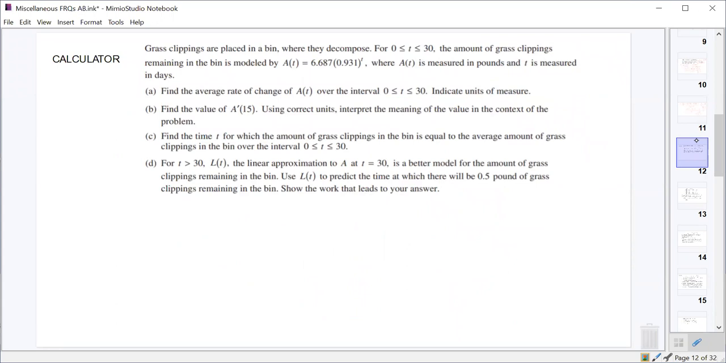Have we done the grass clippings that are decomposing? We haven't done the decomposing grass clippings. All right, this is our next problem. You have 15 minutes to do the decomposing grass clippings. 15 minutes. Ready? Go.